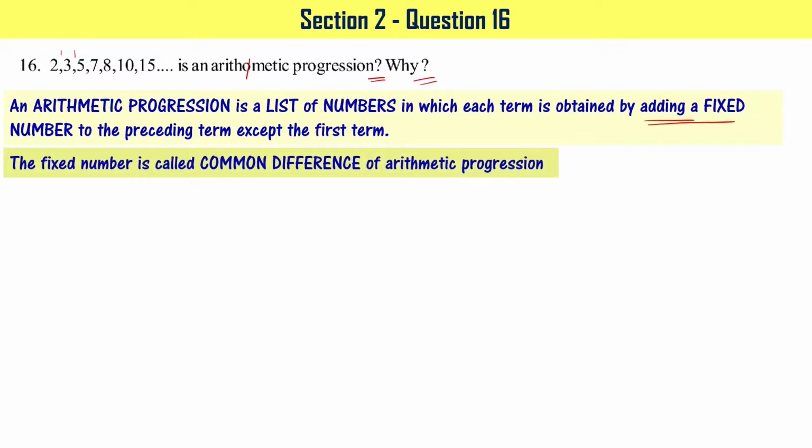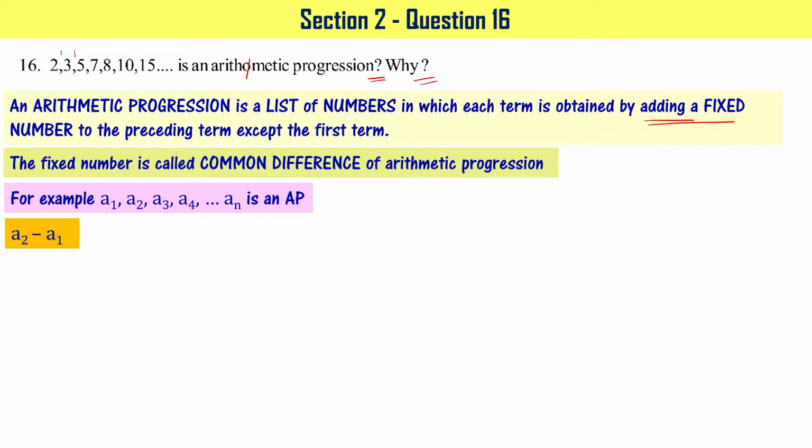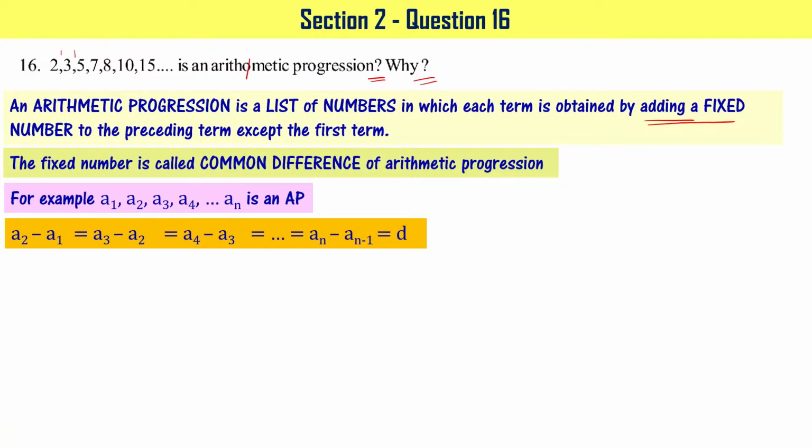The fixed number is called the common difference of the arithmetic progression. For example, if you consider a1, a2, a3, a4 and so on as an arithmetic progression, then a2 minus a1 is going to be equal to a3 minus a2, that is equal to a4 minus a3 and so on, that is equal to a constant, which is called the common difference. That is the fixed difference. d is the fixed difference or fixed number, that is called the common difference, right? Let's see whether we have that here or not.